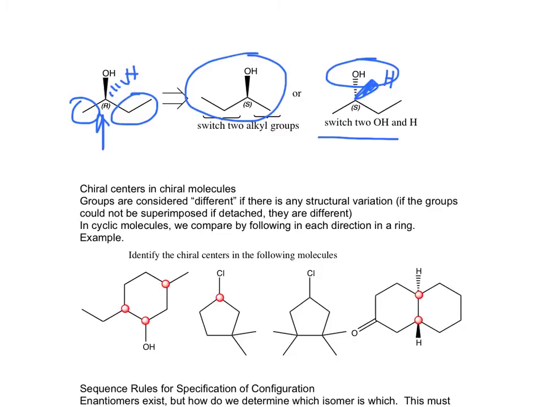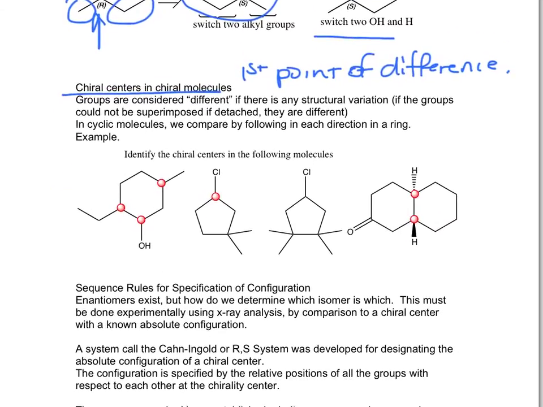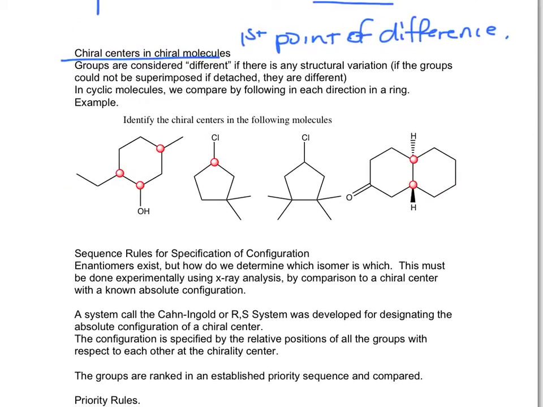And so now when we're looking for chiral centers, we're looking for the first point of difference. Okay? So it's easy to identify our chiral center. Well, it's not easy, but chiral centers that are in open chains are a little bit easier to identify than when you're looking for a chiral center in a ring. So if we look here at these ring examples that I have, you can see that I've highlighted the chiral centers in red.